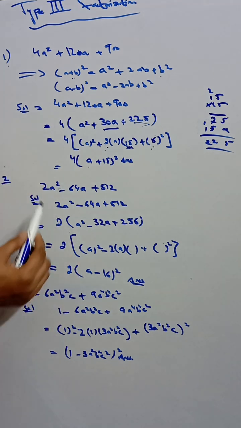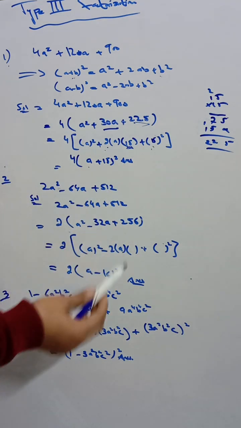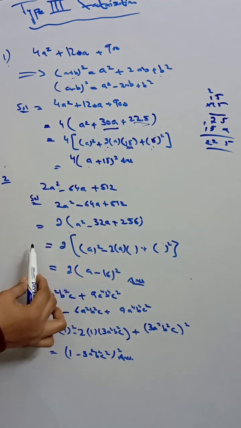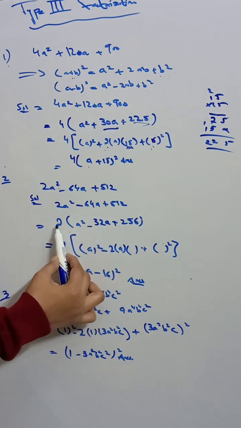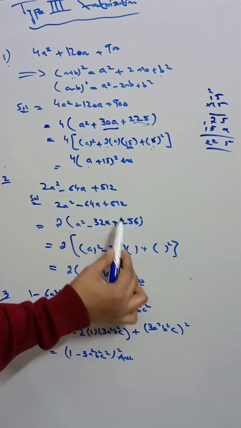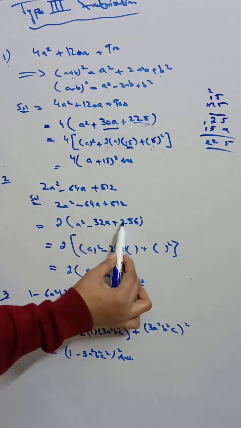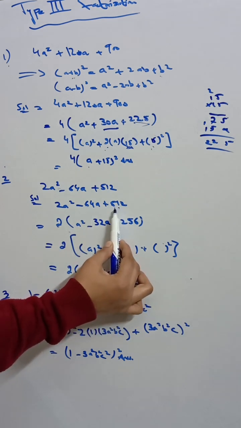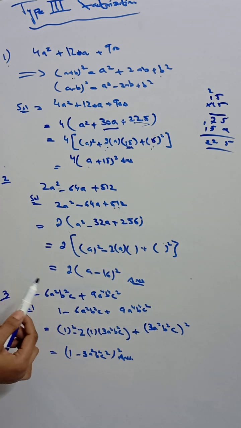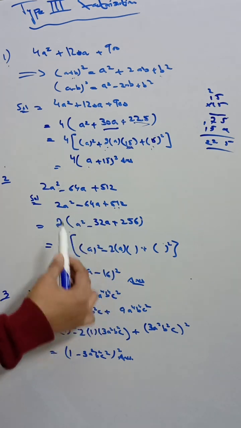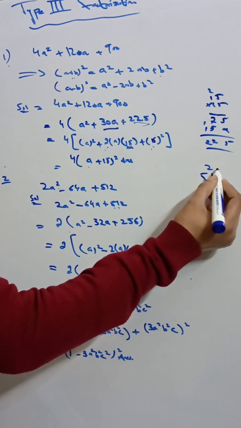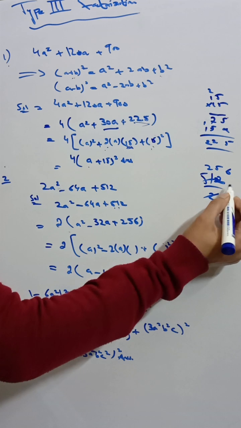Now next question. 2A square minus 64A plus 512. As you can see, we can easily take 2 as a common here. Solution. So I take 2 as a common. A square minus, 64 divided by 2: 2 3s are 6, 2 2s are 4, so it becomes 32A. Plus, now again divide 512 by 2. 2 2s are 4, 1 left, 2 5s are 10, 2 6s are 12, so 256. If you don't get it, you can solve it like that: 512 divided by 2, the answer is 256.